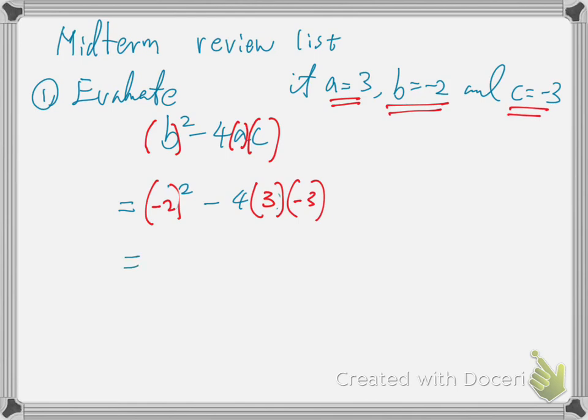Then we have -2 times -2, that's +4, and then -4 times 3, we got -12, -12 times -3, we got +36. Then we got 4 plus 36, 40. Okay, 40.